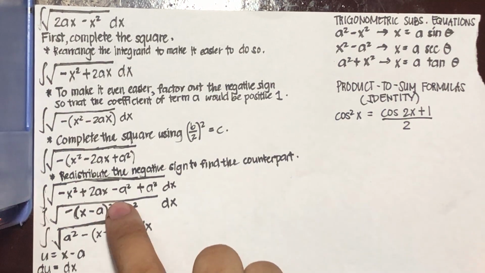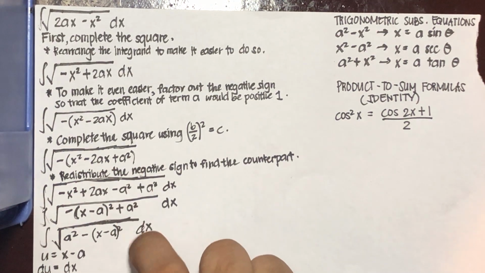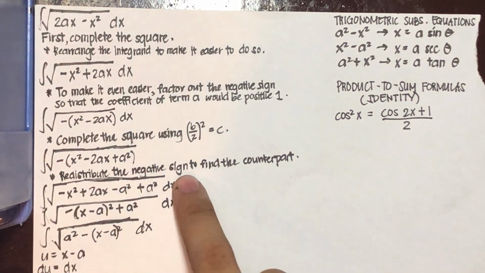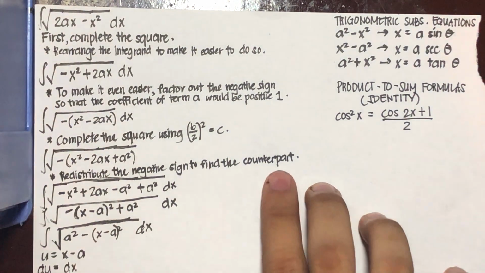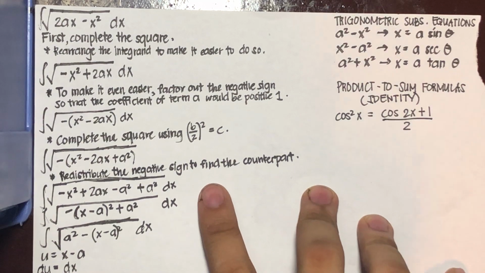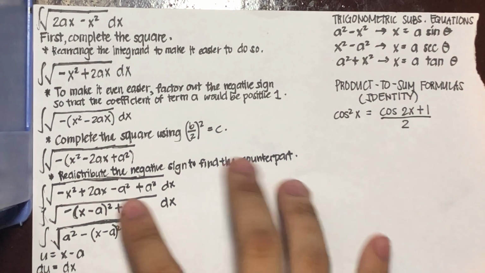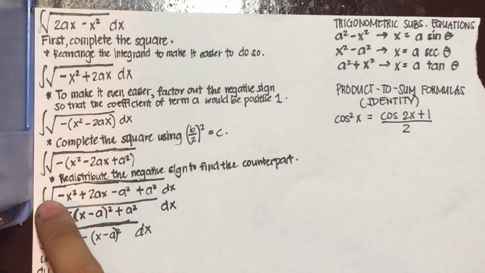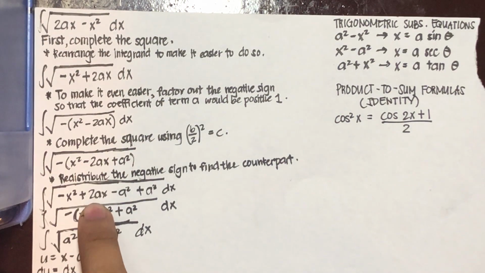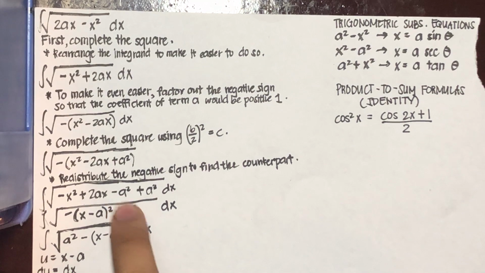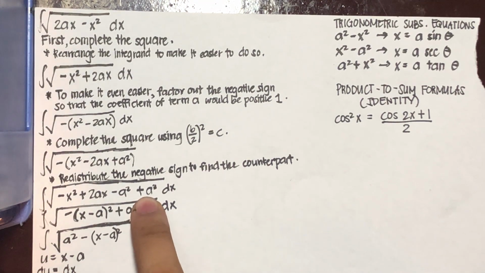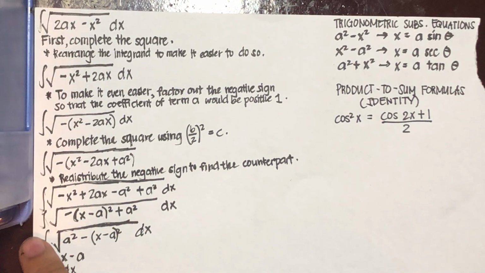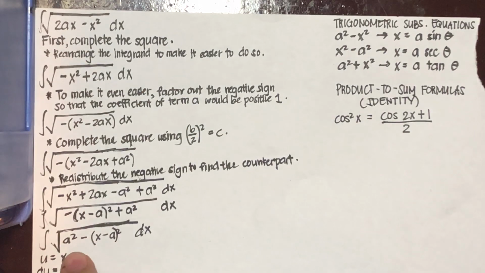If we square that, we have positive a squared. We redistribute the negative sign so that we would find the counterpart, which we will use in order for it to be the same as this equation right here, because we wouldn't want to alter the values. So negative x squared plus 2ax minus a squared, and the counterpart for this is positive a squared dx. So that would give us the same value as this part.